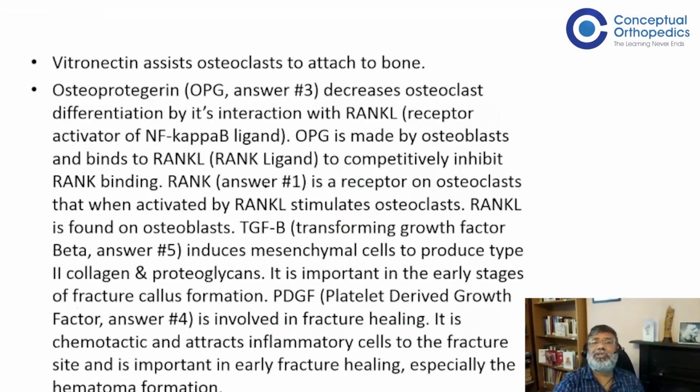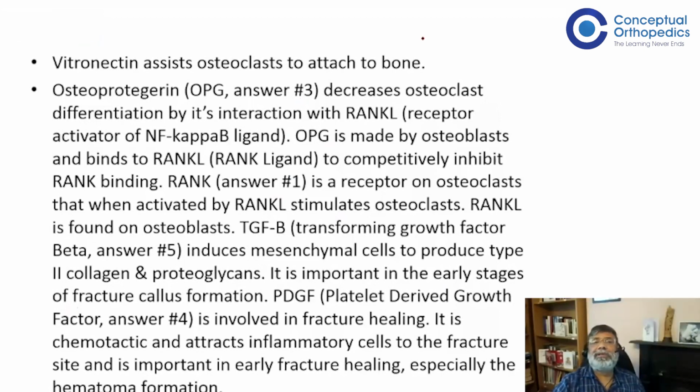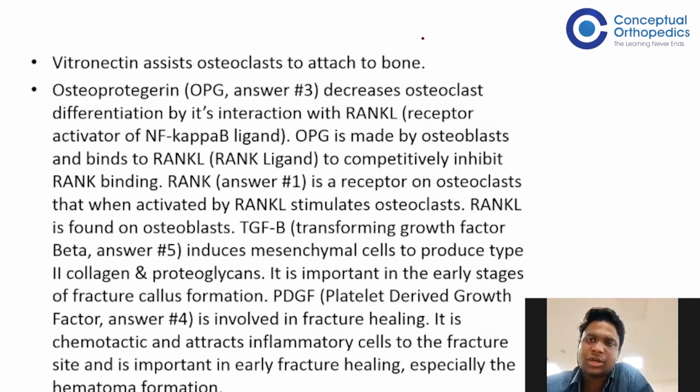Just to read that, somebody has written it for you, so it is better to read it. Vitronectin assists osteoclast to attach to bone. Osteoprotegerin decreases the osteoclast differentiation by its interaction with RANKL receptors. RANKL is receptor activator of NF kappa B ligand. OPG is made by osteoblast and binds with RANKL, the RANK ligand, to competitively inhibit RANK binding. RANK is a receptor on the osteoclast that, when activated by RANKL, stimulates the osteoclast. RANKL is found on osteoblast.